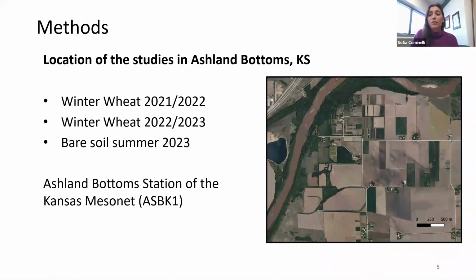In this study, I ran 3 experiments. 2 of them were conducted in winter wheat in the plots of the RAIN project during winter wheat growing season 2021-2022, and also during growing season 2022-2023. A third experiment was conducted in bare soil conditions, also placed in Ashland Bottoms. Both experimental sites were close to a Kansas Mesonet station from where I obtained the weather data.